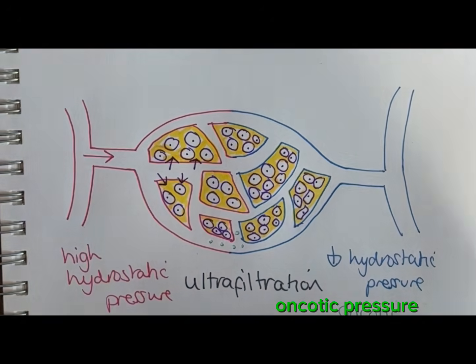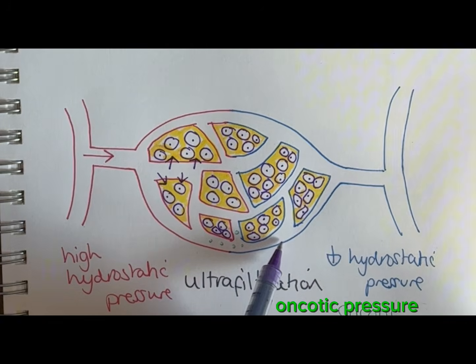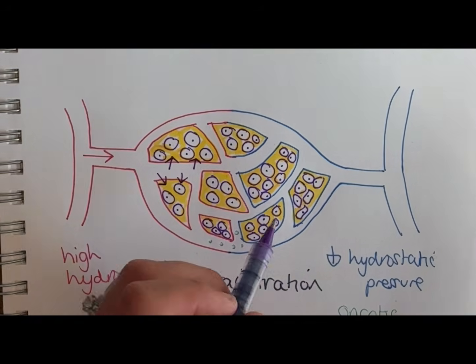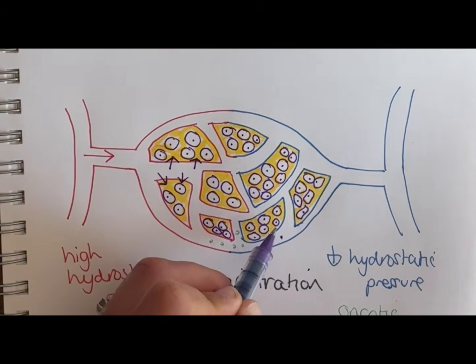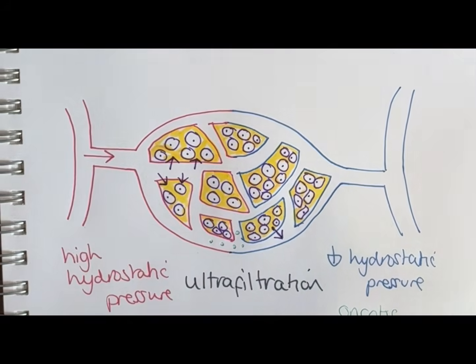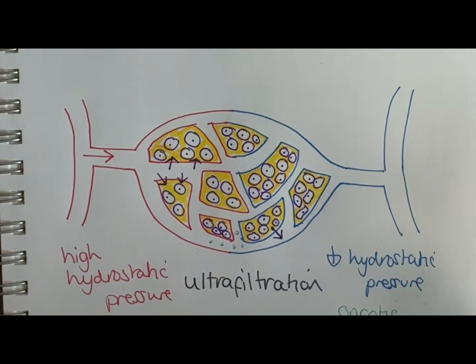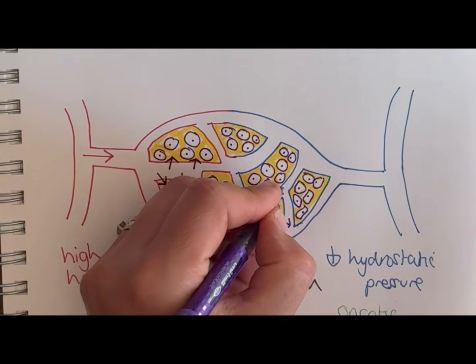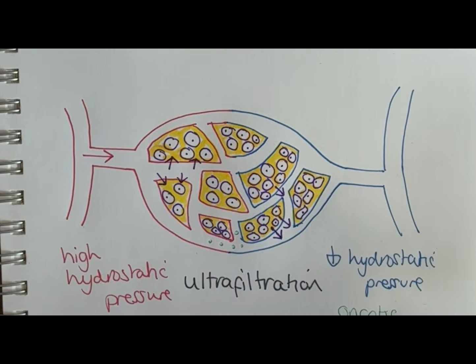Okay, that oncotic pressure. And what that means is the water potential inside the capillary is more negative than that in the tissue fluid. So we've got a lower water potential here than we have in here. And what that means is we are going to get the movement of water along that water potential gradient back into the capillaries from the tissue fluid.